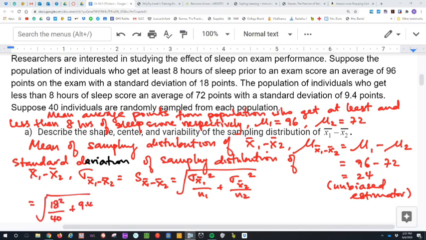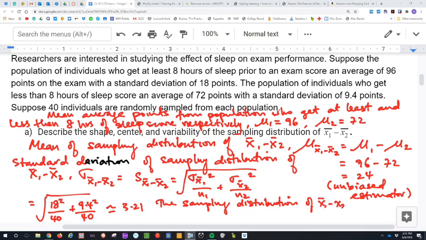Then we substitute all the values. The standard deviation of group 1, x1, is 18. So 18 squared divided by 40, n1 is 40, plus the standard deviation for the second group, group 2, which is 9.4, squared, divided by 40, and that gives us about 3.21. So the sampling distribution of x1 bar minus x2 bar will be a t distribution.